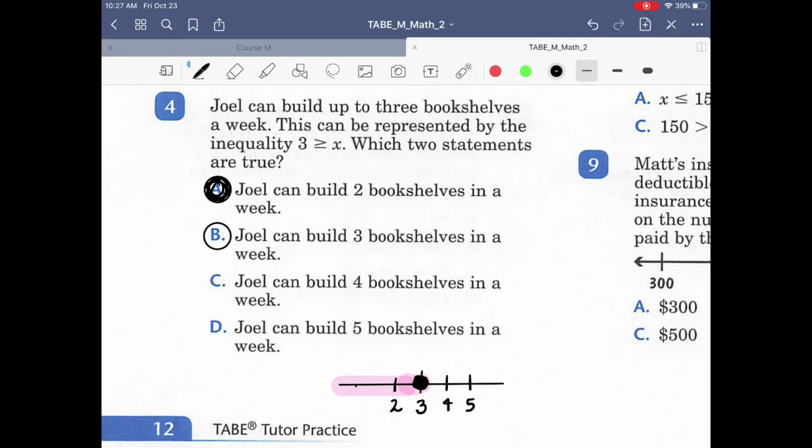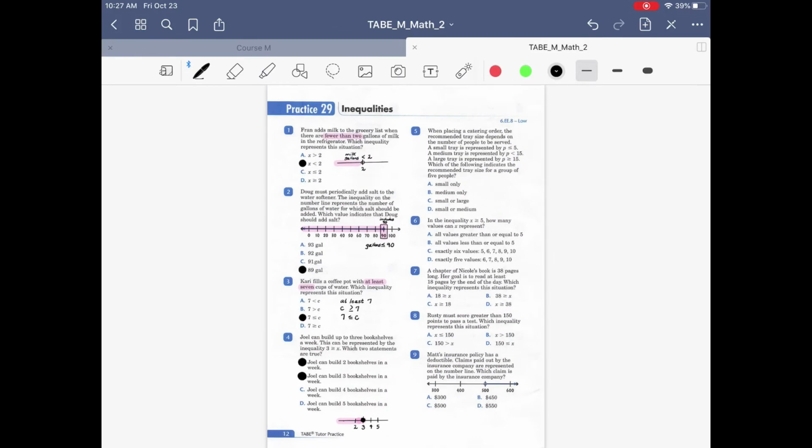Have to read very carefully, and I really like the graph. If I can see the graph, I can usually answer the questions I need to do. All right, number 5.